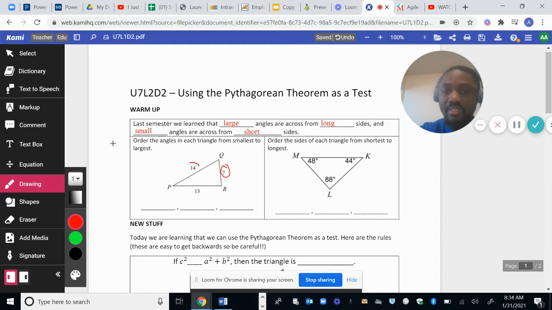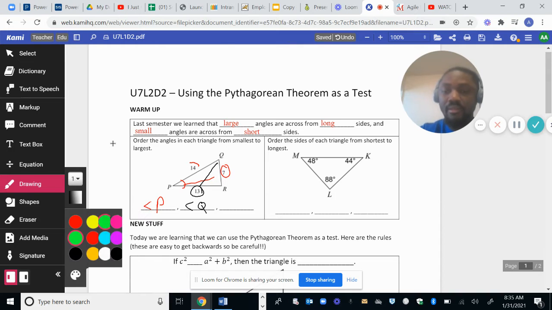The smallest side is 7, so the angle across from it is P. So you're going to write P. And then the second smallest side is 13. The angle across from it is Q. And the largest side is 14. The angle across from it is R.